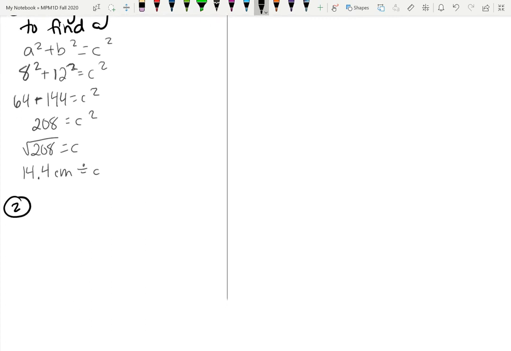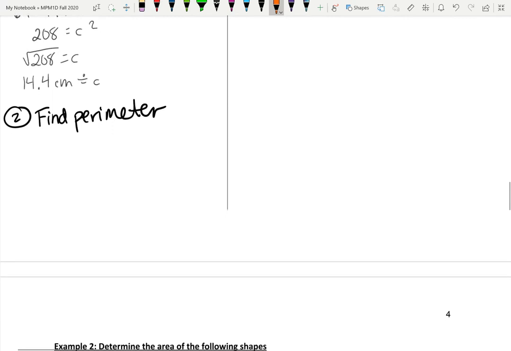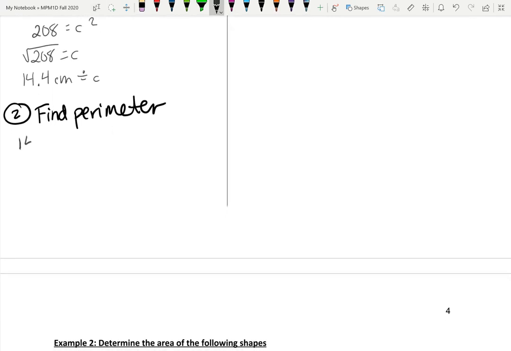Okay, now in step 2, I can find the perimeter. So a reminder, perimeter is the exterior sides. So the exterior sides of our composite figure: this side plus this side plus this side plus this entire side here. So that purple line that I created is not included. It is not an exterior side. All right, so we found the perimeter of this composite figure. Let's try one more.